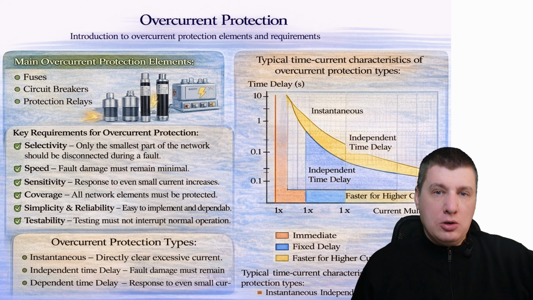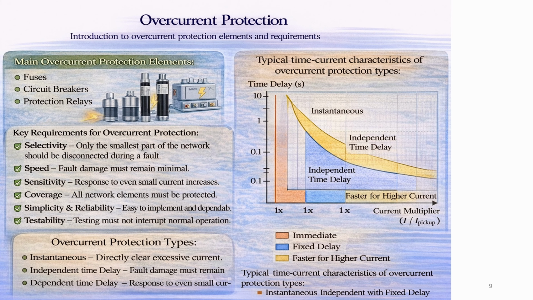Overcurrent protection can operate in different ways. It can be instantaneous, time delay with independent delay, or time delay with current dependent delay. The typical time current characteristics of those protection types are shown in the diagram. Instantaneous protection operates immediately. Independent time delay operates after a fixed delay. Dependent time delay operates faster at higher currents.